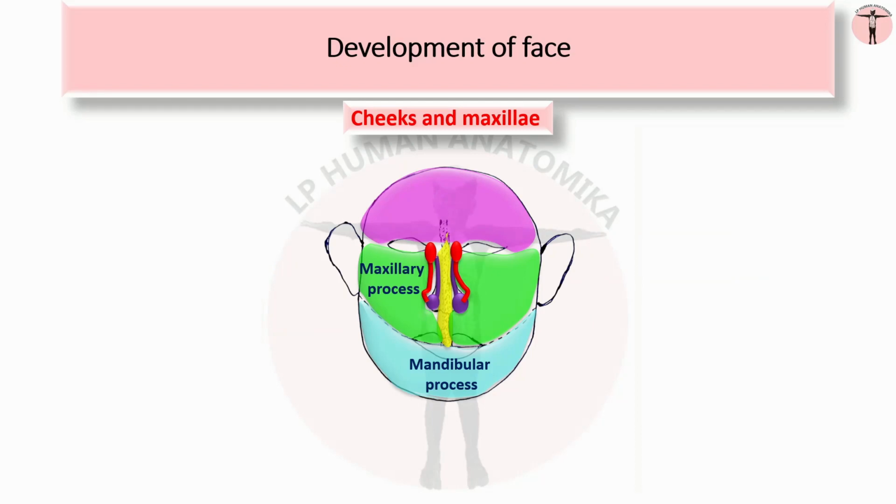The maxillary processes or prominences enlarge to form the cheeks and maxillae. Laterally, the maxillary prominences merge with the mandibular prominences. As the maxillary prominences grow medially, they cover the lower part of the medial nasal process and form the philtrum. By the end of the sixth week, each maxillary prominence has begun to merge with the lateral nasal prominence along the line of the nasolacrimal groove. This establishes the continuity between the side of the nose formed by the lateral nasal prominence and the cheek region formed by the maxillary prominence.